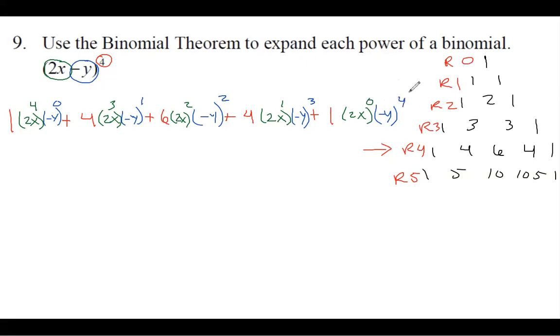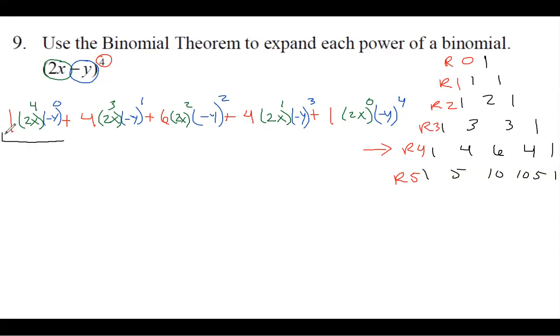Now, the reason the highest is 4 is because it's to the power of 4. If it had been to the power of 5, we would have started with 5. If it had been to the power of 6, we would have started with 6, and so forth. So it all depends on our exponent. Okay, now the fun part begins.